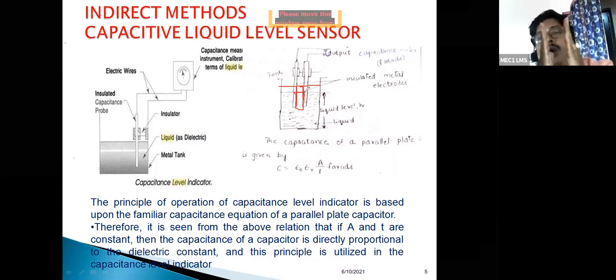For example, if one is fixed and another is moved, then the overlapping area changes. This is the overlapping area, right? So that area changes in some particular applications.